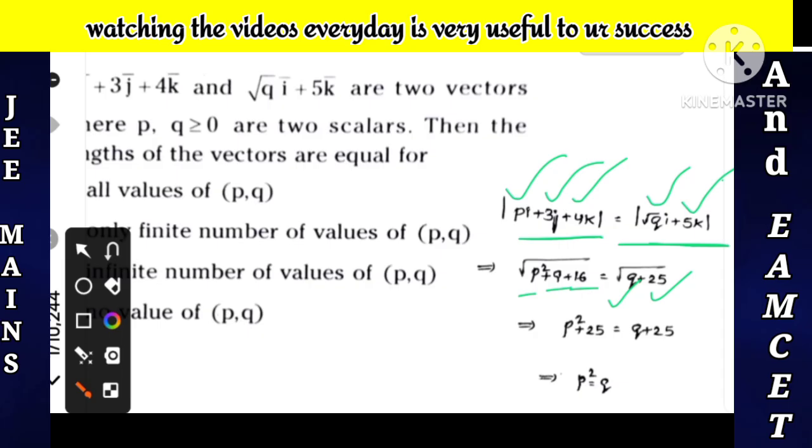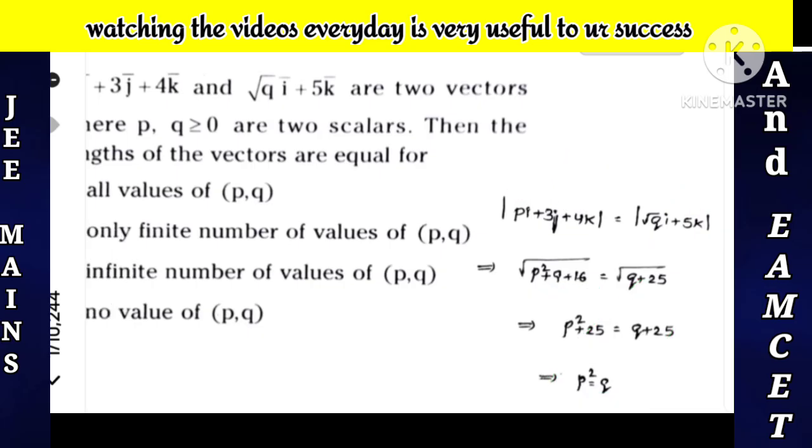Now squaring on both sides, what do you get? p square plus 25 is equal to q plus 25. Now cut the 25 on both sides. The remaining value is only p square is equal to q. This is the condition. So for what values of p comma q are the moduli of the two vectors equal? For the values where p square is equal to q.